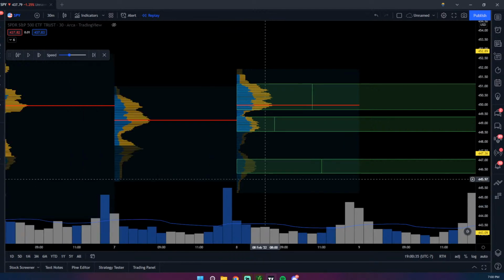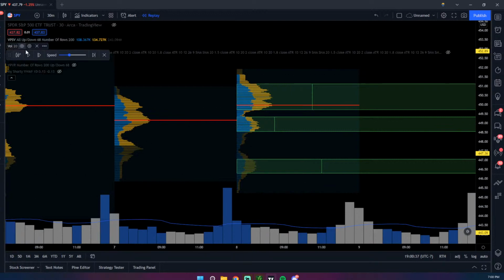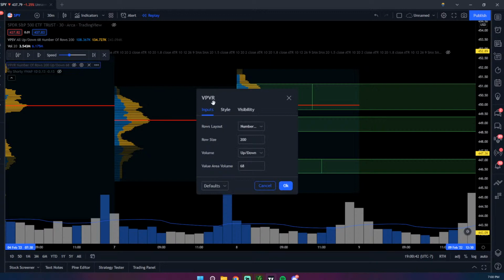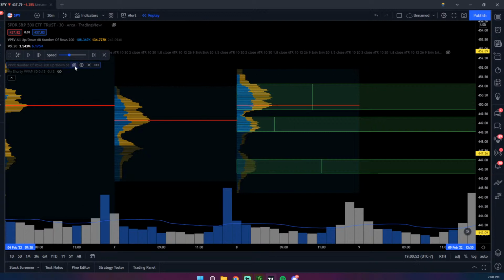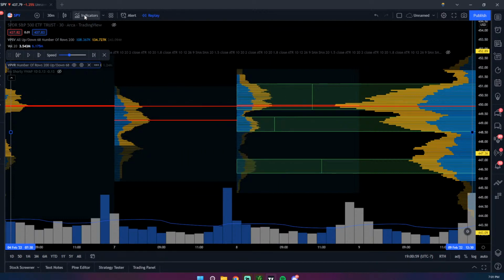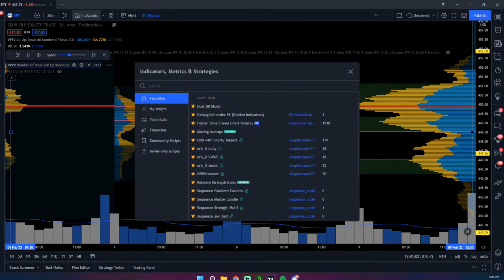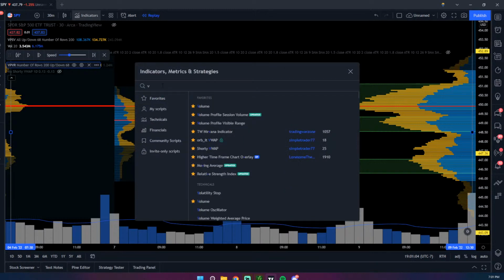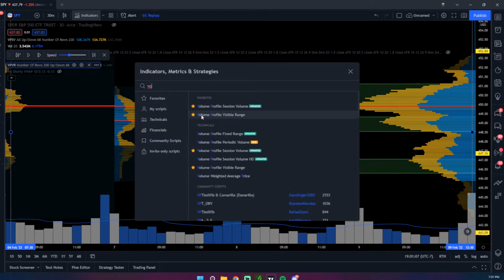Once you get into things like this, you can turn on this one here, called VPRV, which is your visible profile volume range. Did I say that correctly? Excuse me. Let's go to indicators and look at it. It's VP. There we go. Volume profile, visible range. I think I said it right.